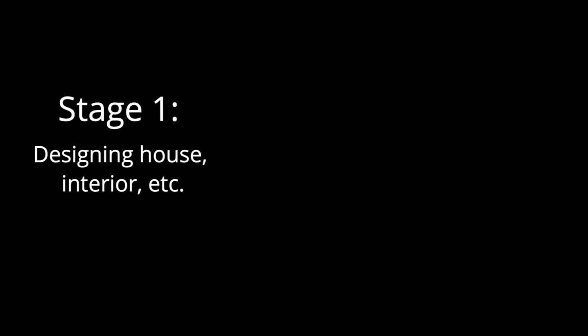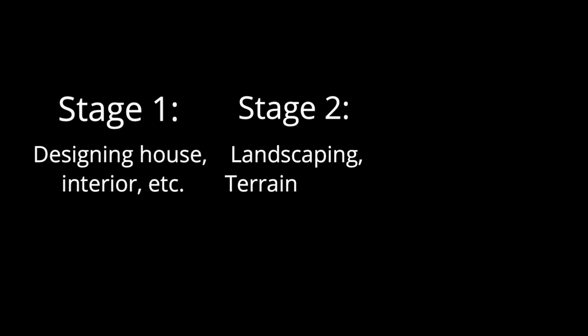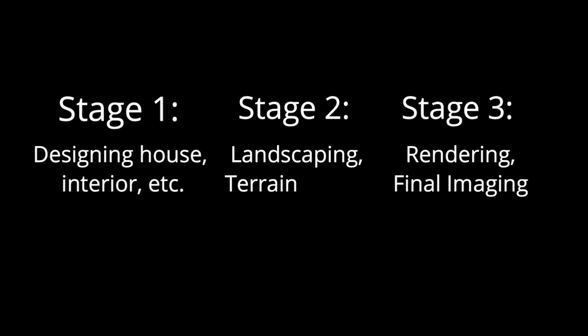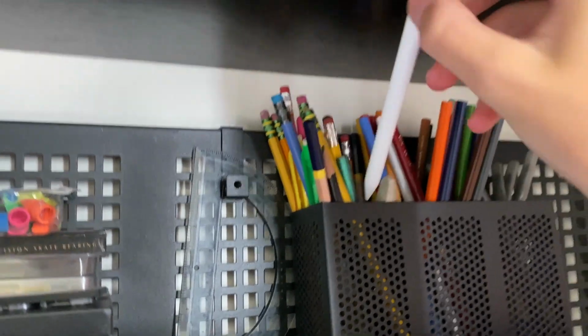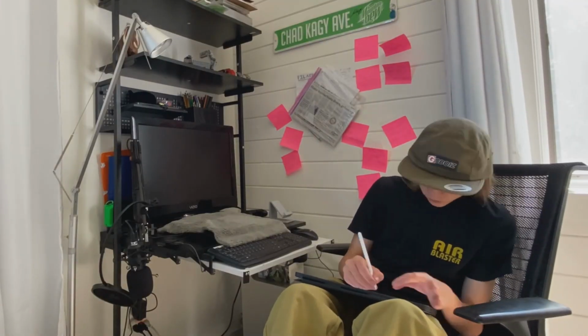Day 1. Planning. So for today, I'm going to start planning this project. I'm thinking I'll break it into 3 stages. Stage 1 will be designing the house and getting a basic idea of what our house will look like. Stage 2 will be landscaping and terrain design. Stage 3 will be final rendering and imaging. For today, I'm just going to sketch out what I'm thinking.